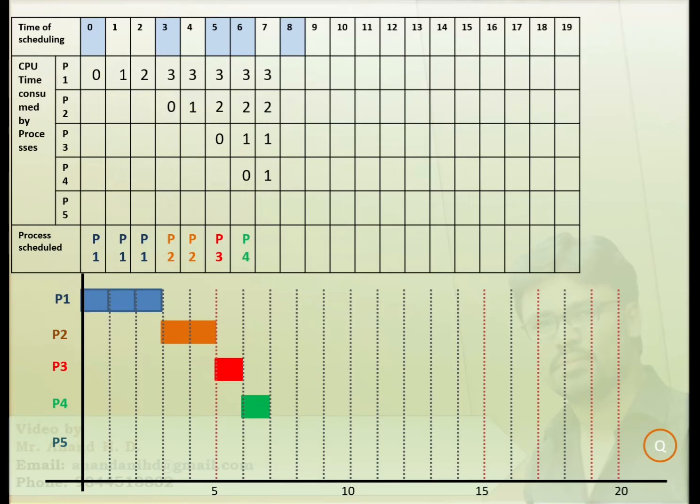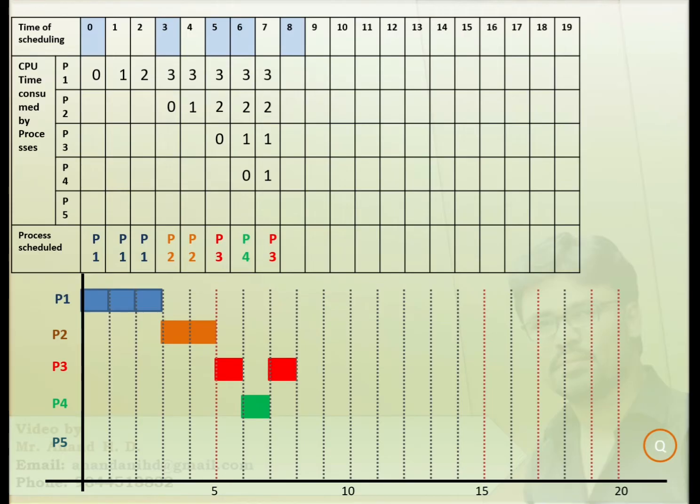So if you look at the time when they were scheduled, P3 was scheduled long back compared to process P4. So we are going to select the process which was scheduled long back, or the process which was serviced long back. So out of P3 and P4, process P3 was serviced long back whereas P4 was recently scheduled. So we are going to select process P3 for execution and P3 is going to execute from 7 to 8 time units.